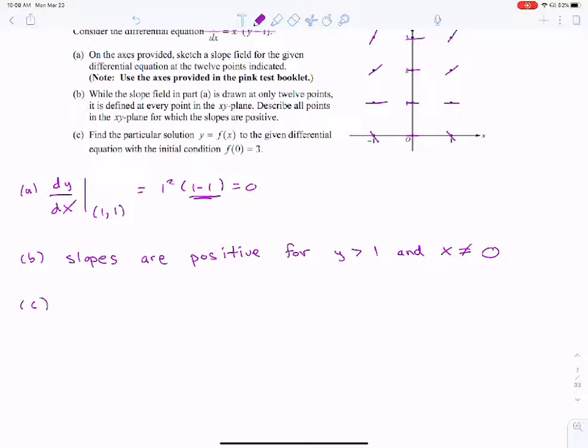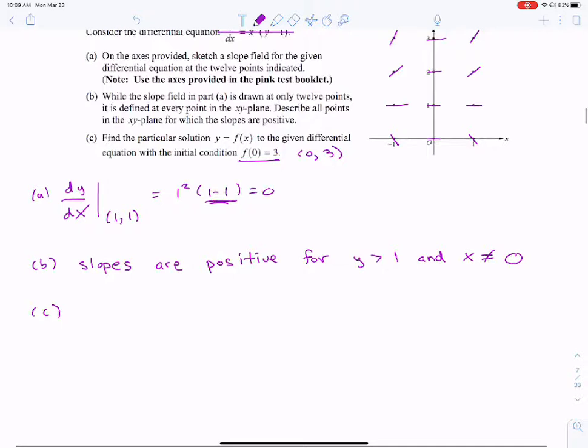This one, if you read through it, should look very familiar to what we've done before. Find the particular solution for y equals f of x to the given differential equation with the initial condition that it passes through the point 0, 3. Now, sorry to yell at you, but I do want to point out that where it says y equals f of x, when we are finished, we're going to have an equation solved for y. We've talked about how they don't always need to be solved for y. In this case, it needs to be, because it's saying y equals something.